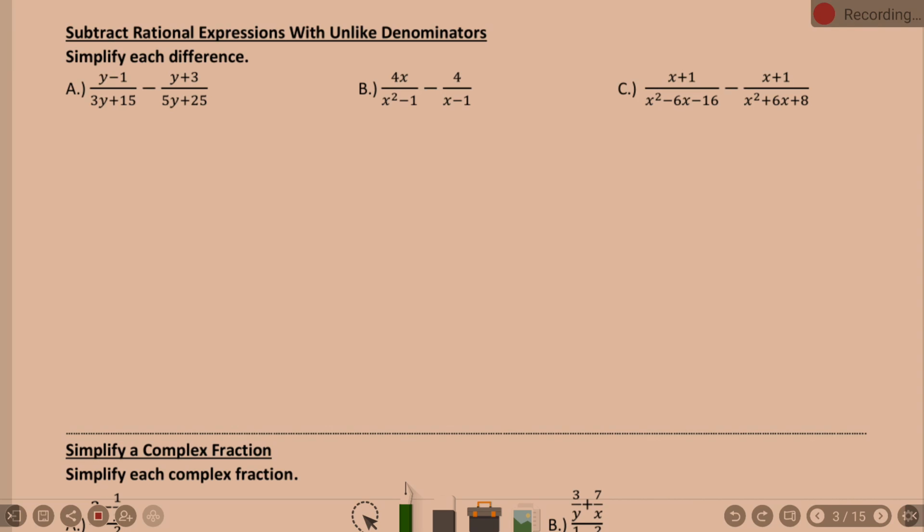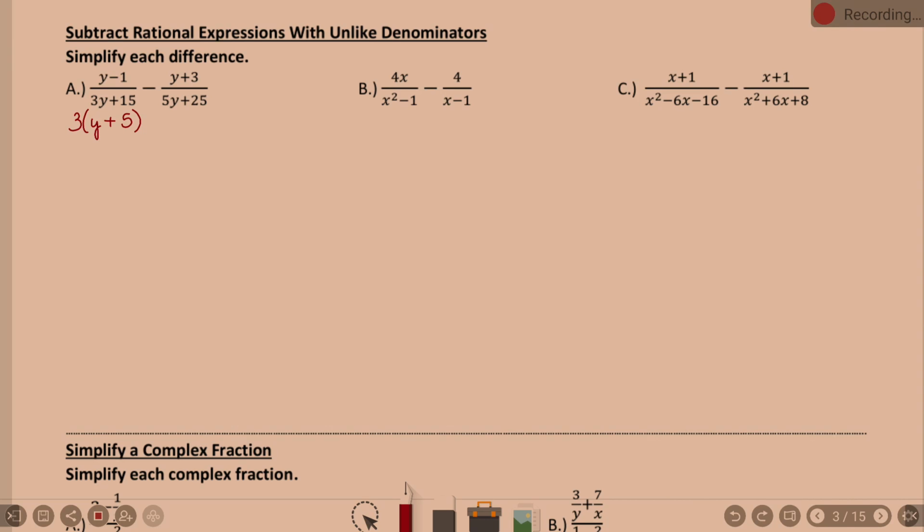As you look at A, is there a common denominator? No. So we need to make one. To get that common denominator, take your current denominators and make sure they are factored, right? Does 3y plus 15 factor? How does it factor? You can divide this by 3. GCF of 3. So I'm going to factor a GCF of 3 out here. When I divide them both by 3, I'm left with 3 times y plus 5.